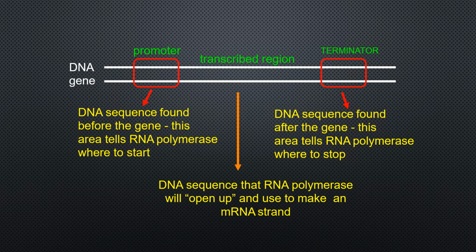Then there's the transcribed region, and that's the DNA sequence that the RNA polymerase reads and uses to make the mRNA strand. And then there is what we call a terminator sequence, and that is exactly what it sounds like. It's a DNA sequence that comes after the transcribed region, and that tells the RNA polymerase to stop reading the genes right there. So that's sort of an overview of what our DNA looks like for the part that we are going to transcribe into a protein.